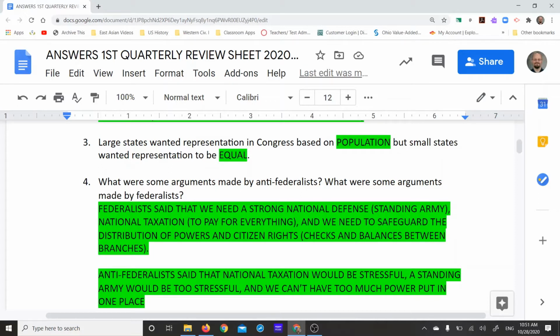And we can't have too much power put in one place. That would be too much like a monarchy, and even if you have distribution of powers, it's still going to be difficult to keep that one place from ruling the whole country. So those are some serious concerns on the Anti-Federalist part when it came to getting the Constitution ratified.